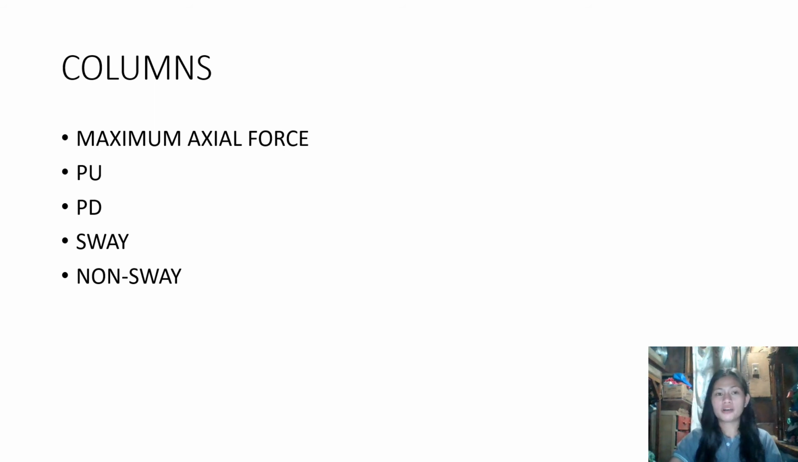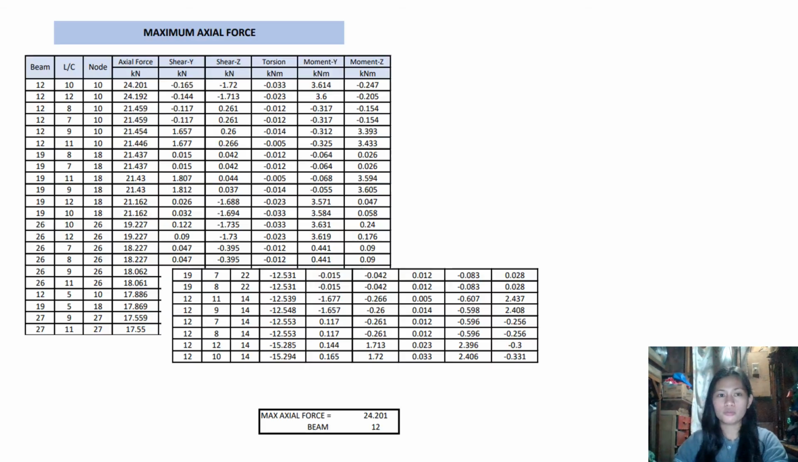Next is for our column. Marami tayong kailangan na input for columns. We have the maximum axial force. We need to know the Pu or the load factors, the dead loads, sway and non-sway parts of our column. So this is the example of maximum axial force. So here is the maximum, the 24.201 from beam 12.